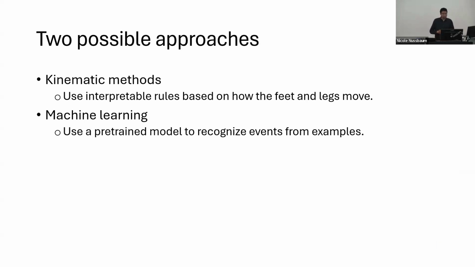There are two possible approaches, kinematic methods and machine learning. Kinematic methods use interpretable rules based on how the feet and legs move, while machine learning uses a pre-trained model to recognize events from examples. What does that mean? A kinematic method uses heuristics like the velocity of the foot, the speed in a certain direction, the position of the foot, and extrema, like minimums and maximums of the various time series data of the feet and legs, to use certain hard-coded rules to calculate when the predicted heel strikes and toe offs are occurring.